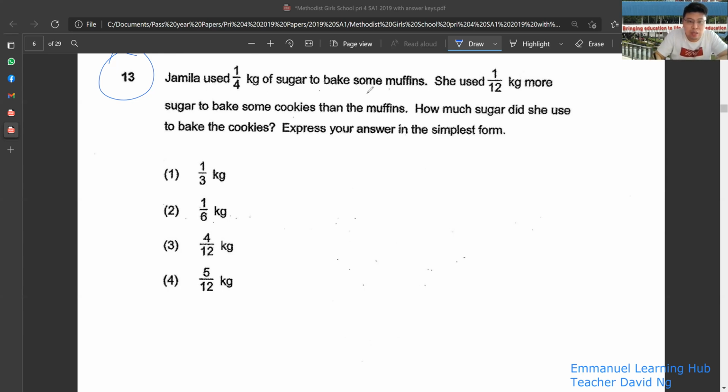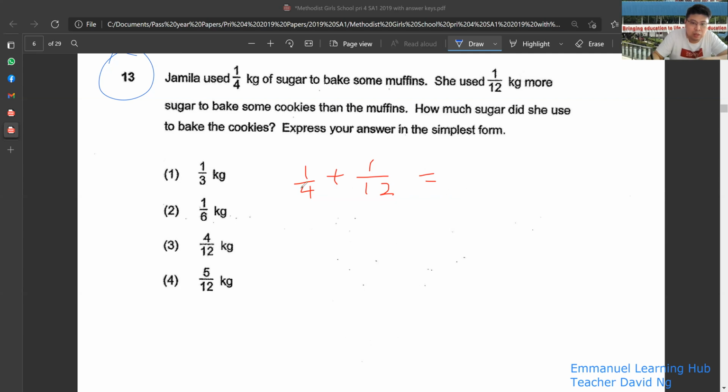So she used 1/4 kg for muffins. She used 1/12 kg more to bake cookies than muffins. How much sugar did she use to bake the cookies? So these two add together. You know why I add, right? Because she used 1/12 kg more. So 1/4 plus 1/12 equals, what must you do?